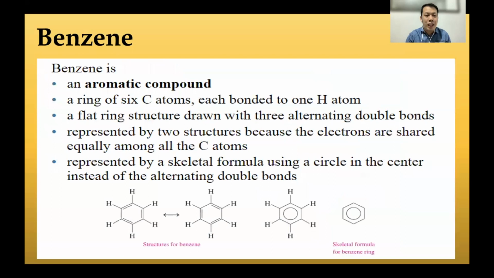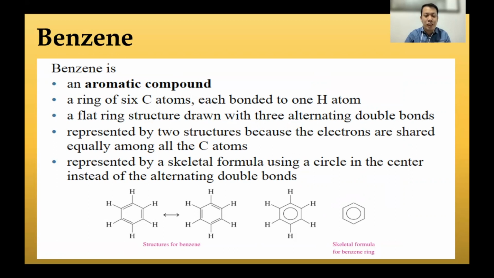So benzene is an aromatic compound, a ring of six carbon atoms, each bonded to one H atom. It is a flat ring structure drawn with alternating double bonds, or you can just make it a circle. It is represented by two structures because the electrons are shared equally among all the C atoms, and it is represented by a skeletal formula using a circle in the center instead of the alternating double bonds.